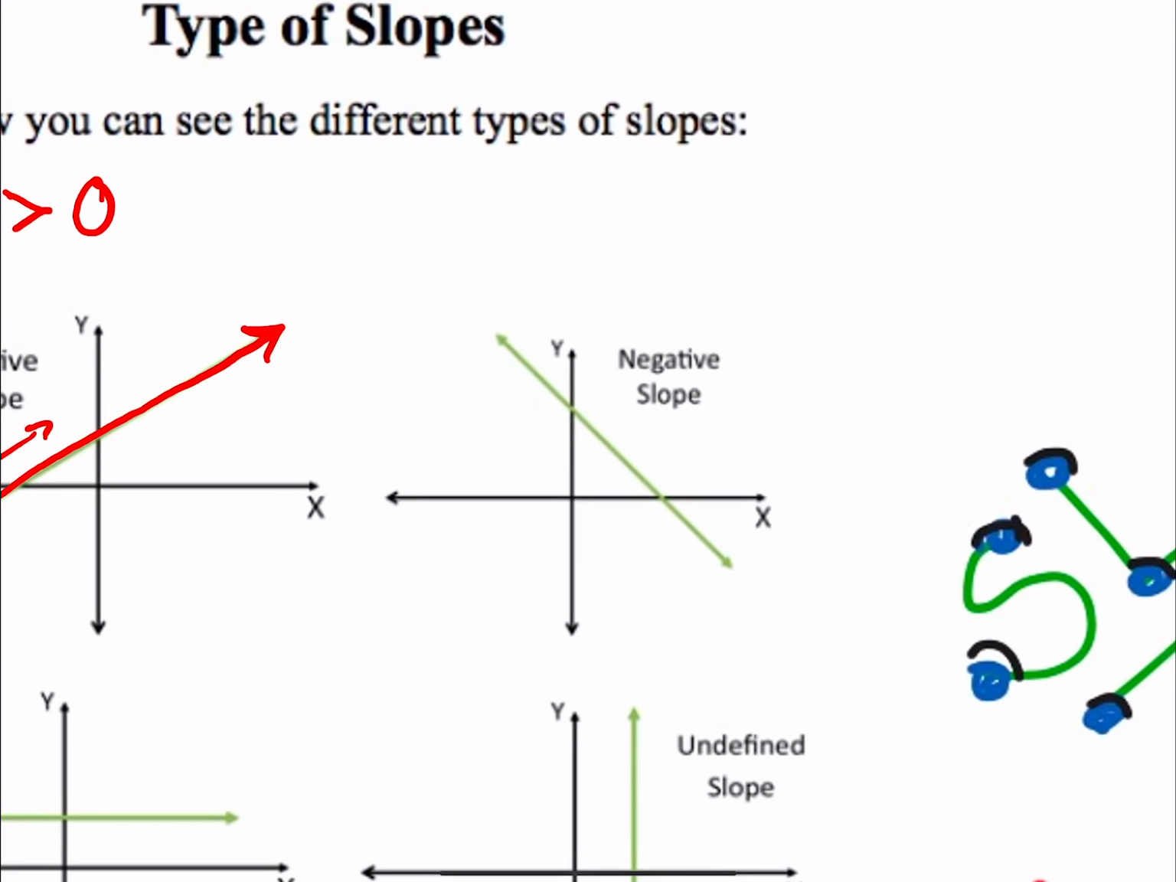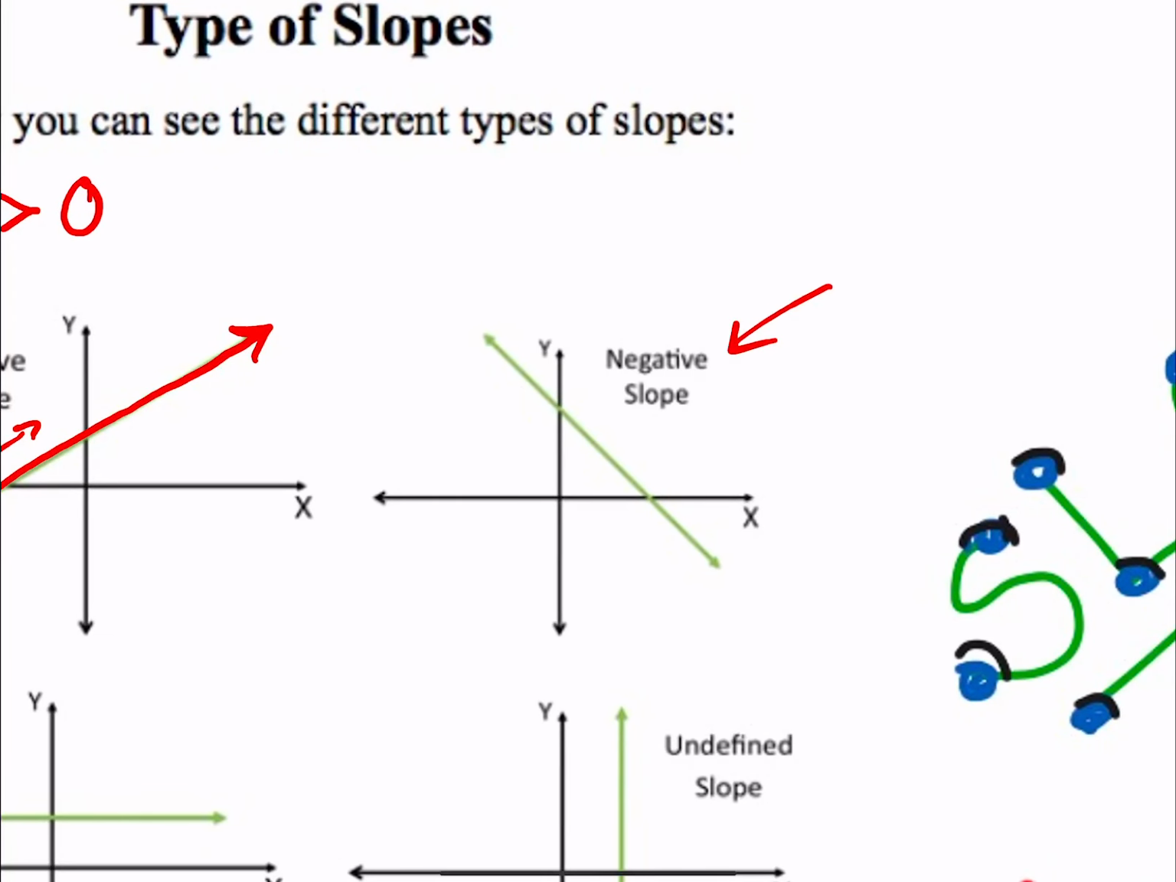The next thing we can have is a negative slope. A negative slope is a scenario where M is less than 0. And what that means is that our line, instead of trending upward, is trending downward. So if you start on the left side and you march, you're going to be going downwards as you go from left to right.